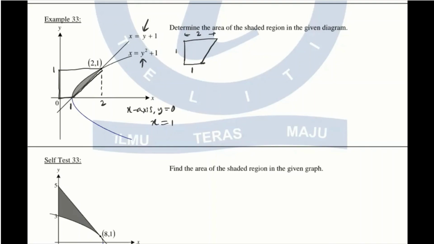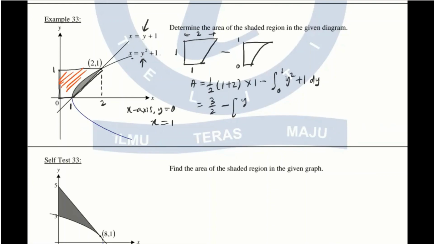Height will be 1. Now, for the curve here, when you integrate this curve, maybe I highlight. It looks like this, and you have to integrate from 0 to 1. Now your function is already given, x is y squared plus 1. So let's use area of trapezium, half the sum of parallel sides times height, minus integration 0 to 1 of y squared plus 1 dy. So this is 3 over 2. This will be y cubed over 3 plus y, lower limit 0, upper limit 1.